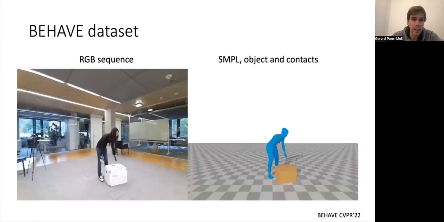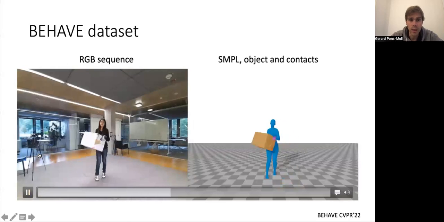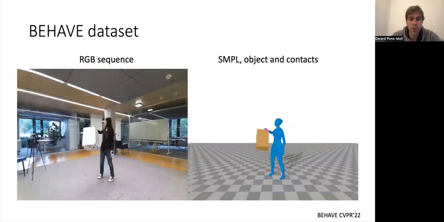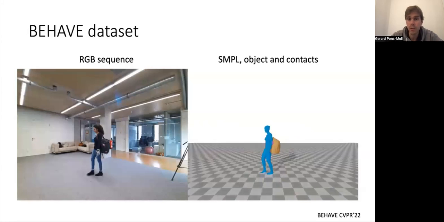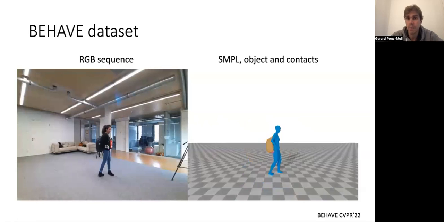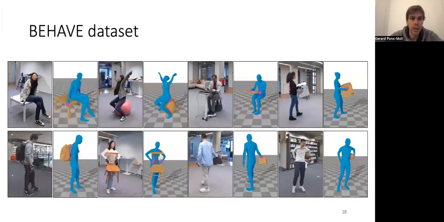So the data looks like this. You have an RGB sequence, and essentially Behave is an algorithm and a data set as well to capture human-object interaction, and in particular the human motion represented as the SMPL model, as well as the 3D mesh of the object. So this is the Behave data set, which includes a wide variety of these complex interactions, which are dynamic because the human is moving the object.